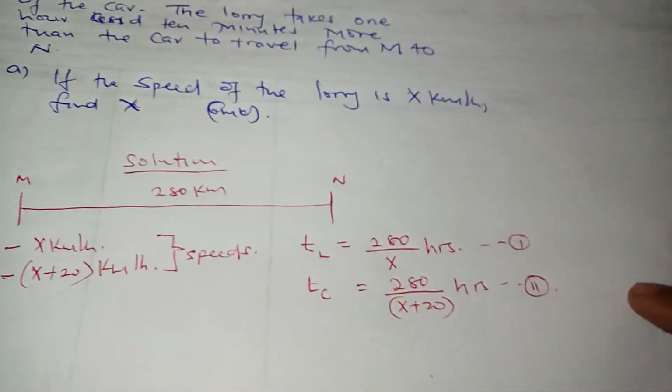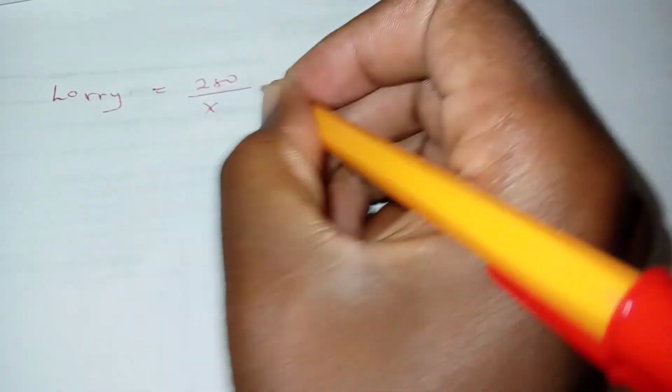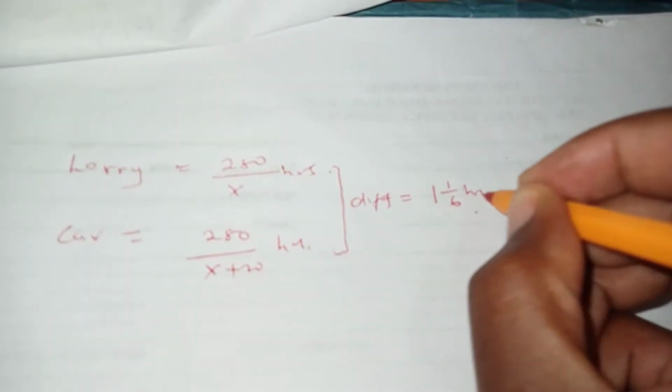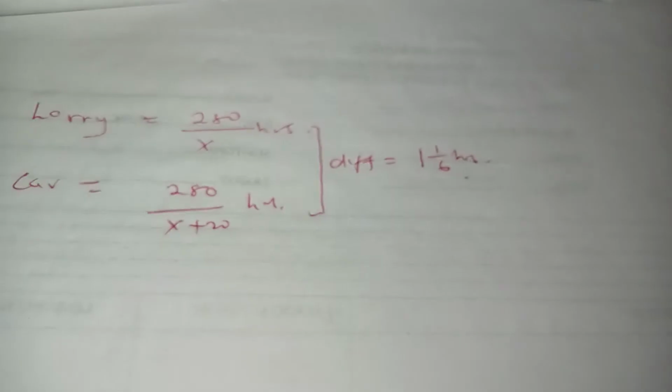Okay, so we'll shift the page a bit, create more space here. Then we have seen that the lorry takes 280 over x hours, right? The car takes 280 over x plus 20 hours. Okay, but now the difference between these two is 1 hour 10 minutes. That's 7/6 hours. Okay, hope that's clear.